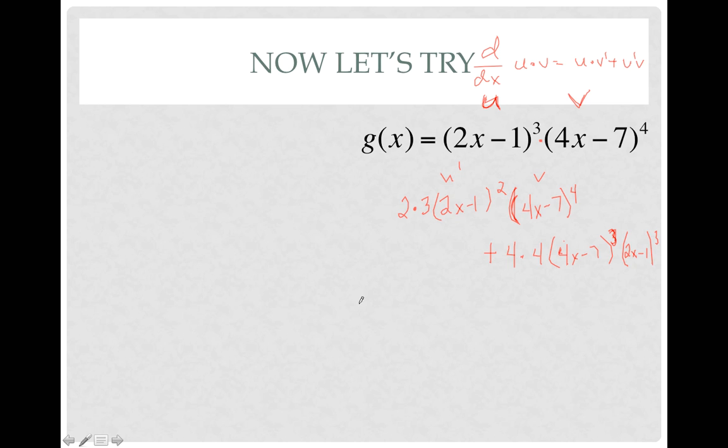Now, I'm going to simplify this just a little bit. This is going to equal 6 times (2x minus 1) to the second, (4x minus 7) to the fourth, plus 16, (4x minus 7) to the third, (2x minus 1) to the third as well. So the big thing with the chain rule in combination with the product rule and the quotient rule is that you really have to pay attention to all of the little itty-bitty pieces here.